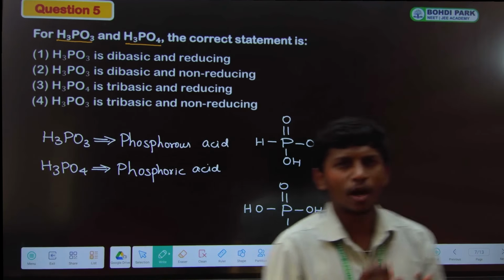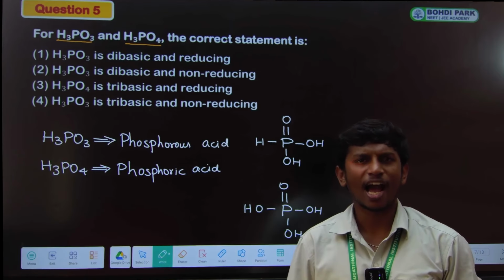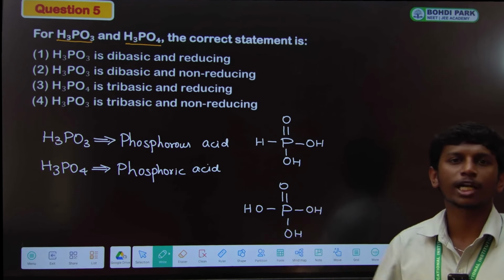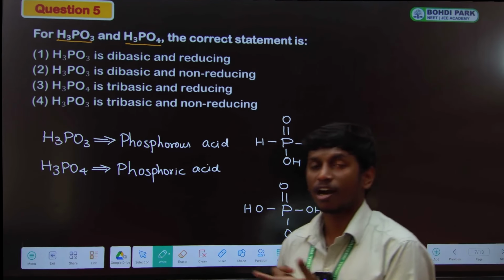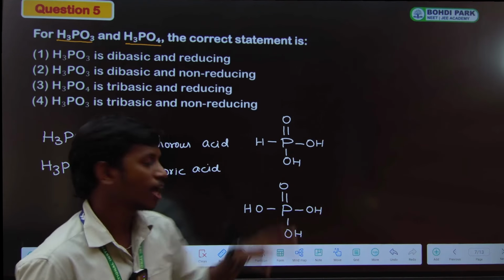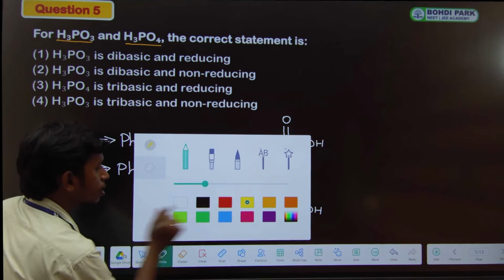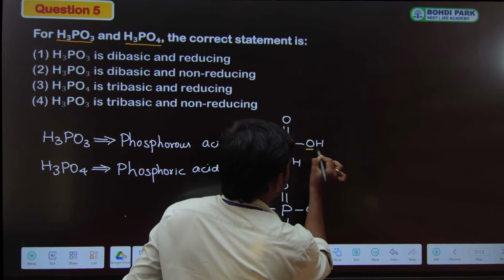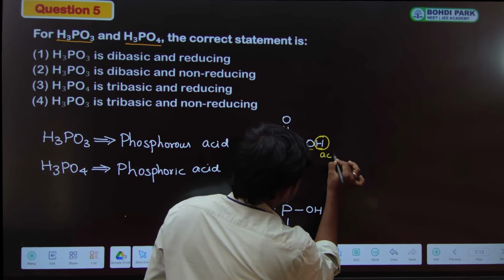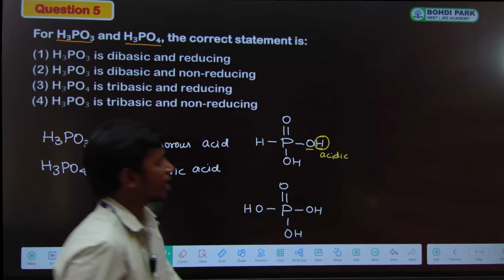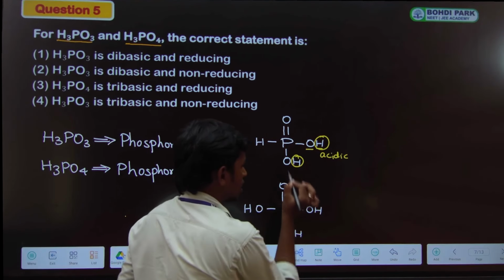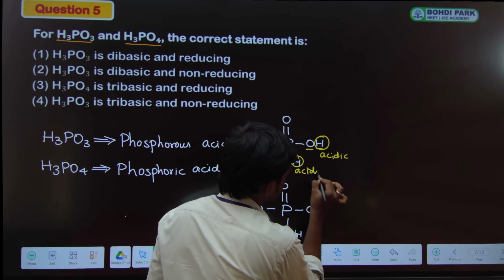Just remember one simple thing: for a hydrogen to be acidic, it must be attached to an electronegative atom. If an acidic hydrogen wants to be acidic, it must be attached to an electronegative atom. Okay, so here, look, hydrogen is attached to oxygen, so it is an acidic hydrogen, and it can easily leave as an H+ ion. Here phosphorus, oxygen, hydrogen: this hydrogen is attached to oxygen, so it is also an acidic hydrogen.